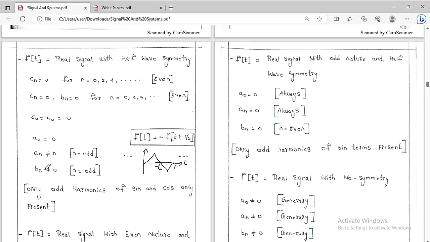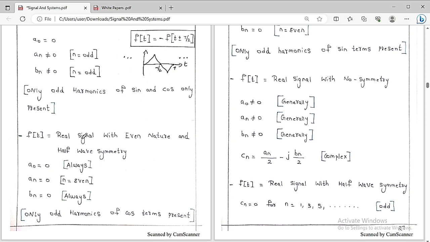In place of n, you substitute 0. C0 is equal to 0. C0 is nothing but A0. So A0 is also equal to 0. So therefore, finally I can say A0 is equal to 0 and An is not equal to 0 for all the odd values of n, and Bn is not equal to 0 for all the odd values of n. So we can say finally in the case of trigonometric Fourier series, this term is absent, and all the odd harmonics of sine and all the odd harmonics of cos, only these terms are going to be present in the trigonometric Fourier series for this type of half-wave symmetric signal.